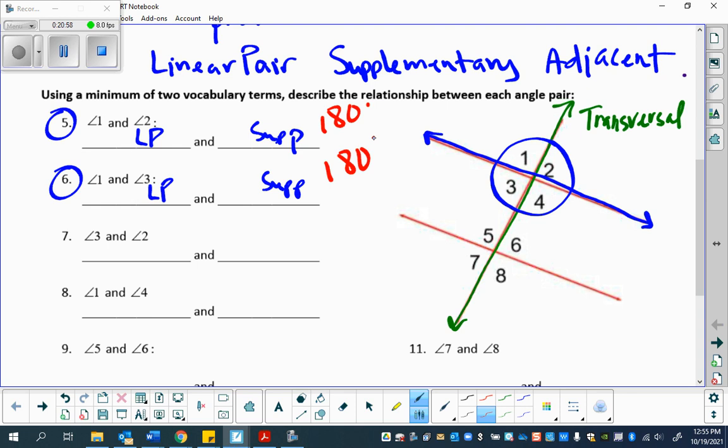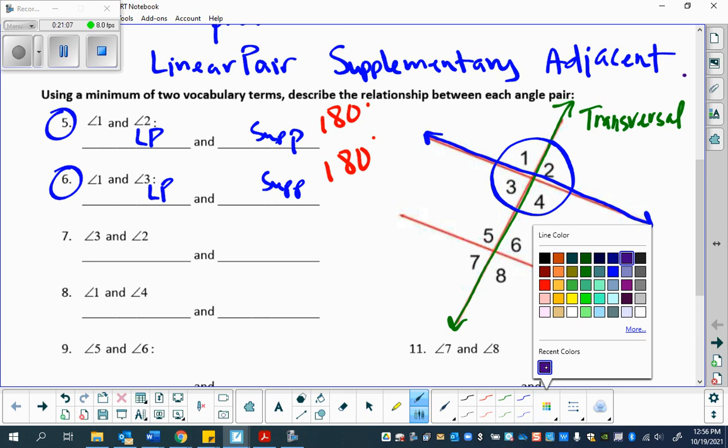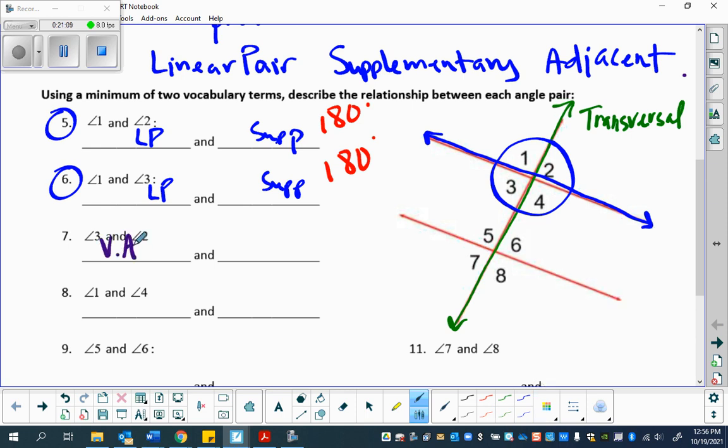How would you describe angles 2 and 3 and 4 and 1? What vocabulary word would you use? Vertical. They are vertical angles. Give me another vocabulary word. Yeah, those are going to be congruent. Vertical angles are going to be congruent.